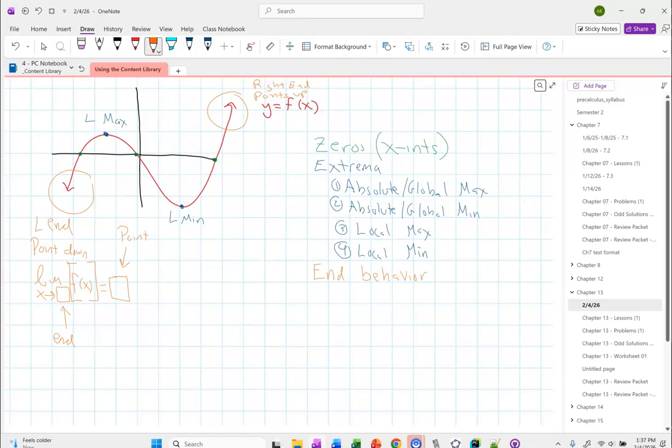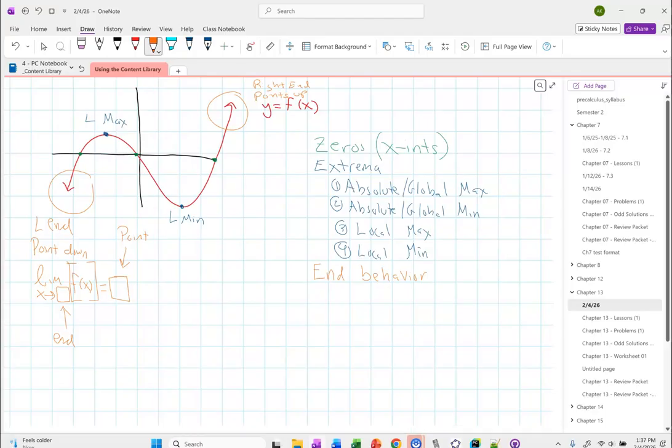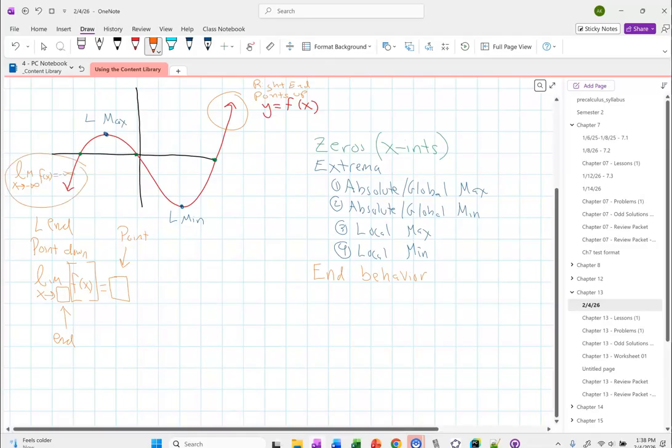So if I look at this end behavior here, it's the left end. So left is going to be negative infinity. And down is going to be negative infinity. So that's how I would write the end behavior for that piece.